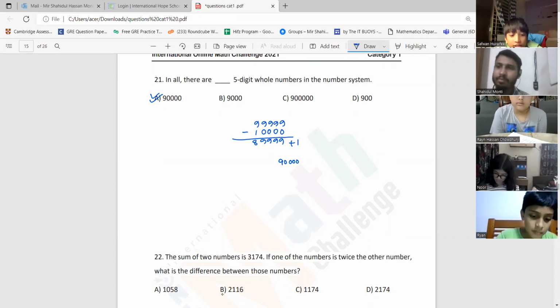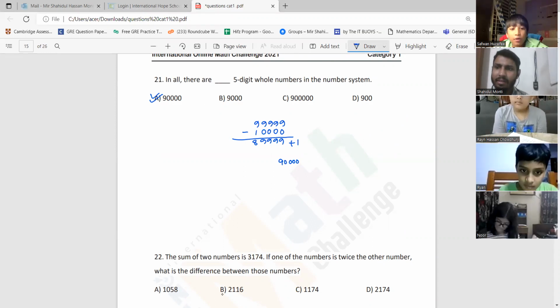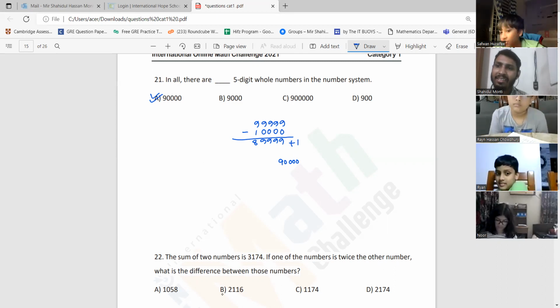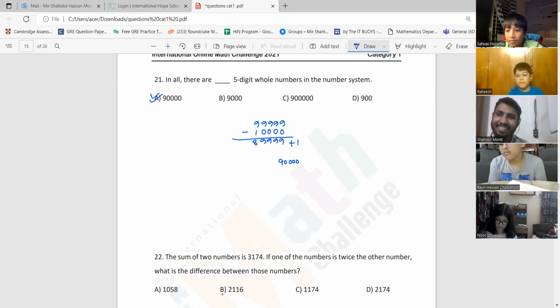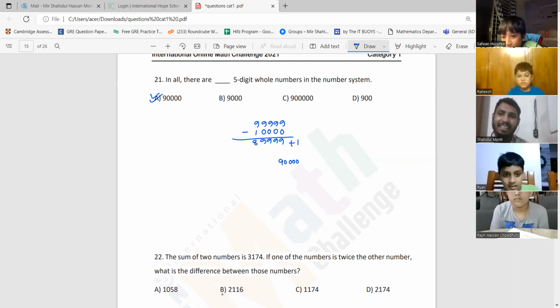I just found out something really fun about this question. If they say how many one-digit numbers are there in all, we always get 9, right? Yes, the answer is 9. How many two-digit numbers? We get 90. How many three-digit numbers are there? We get 900. So it increases by times 10. Yes, that's a good technique, Safwan.